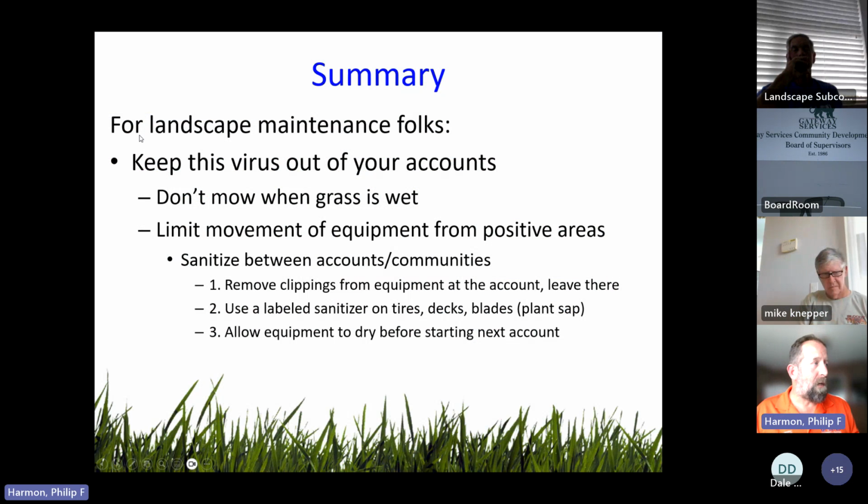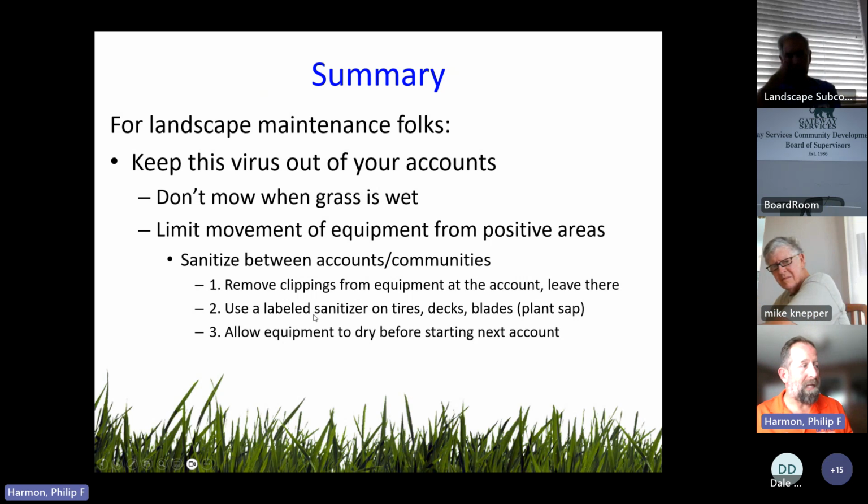What we tell folks in the landscape maintenance business is to keep the virus out of your account. And so, how do we do that? There are some things that we can recommend that might slow progression or prevent picking up the virus on equipment, like not mowing grass when it's wet, allowing the equipment to dry off, limiting the movement of equipment from positive areas, in addition to allowing it to dry down, using sanitizers between accounts or communities and removing those clippings, things that I've talked about throughout this presentation.